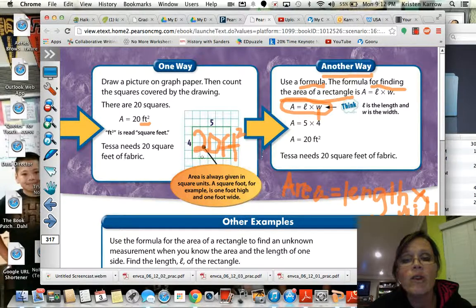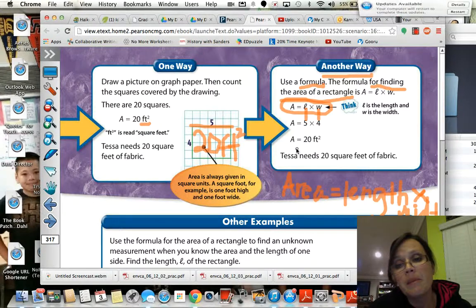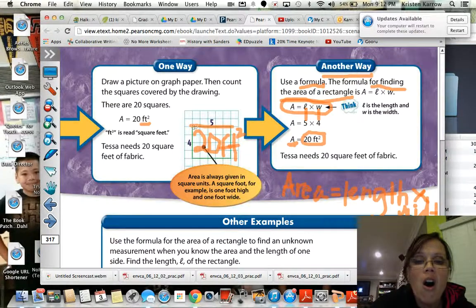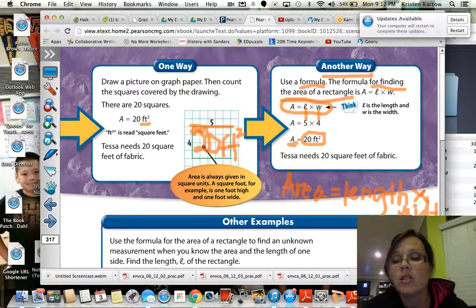They plugged in the 4. They substituted the 4 for the W. Okay, and then she needs 5 feet long. So they substituted the 5 for the L, and then they simply solved. So in this case, the area, and area is always represented by a capital A for the variable, equals 20 feet squared. And again, we have to square the feet or put that little exponent of a 2 because we're talking about all the area inside each of these little squares, these flat squares.